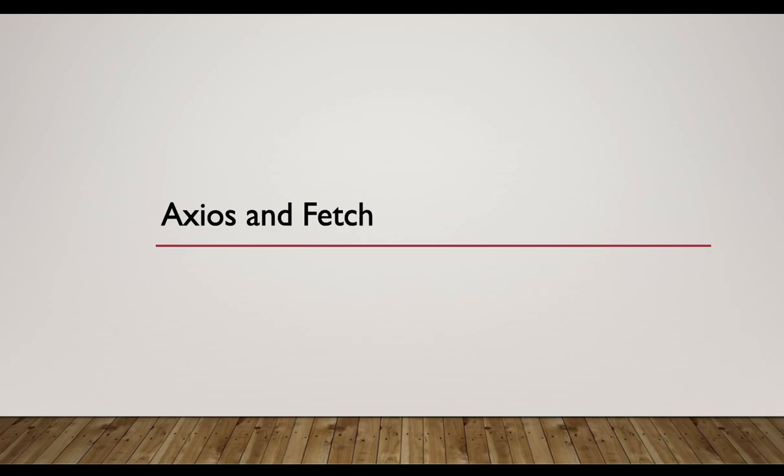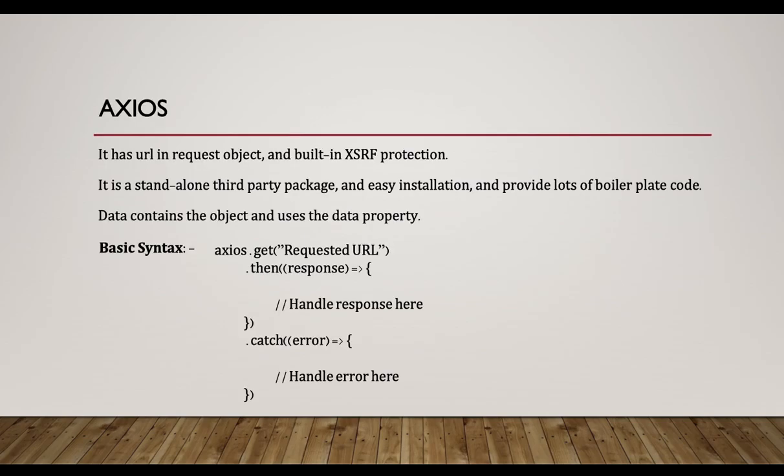Before that, a quick overview of Axios and Fetch. Axios is a standalone library which you can install in your front-end application to access the API. The benefit of Axios is the easy installation and that it provides lots of boilerplate code. Boilerplate code means you can define the method, the data, and the URL, so you have proper syntax with the help of Axios.